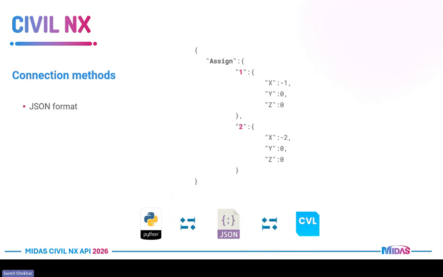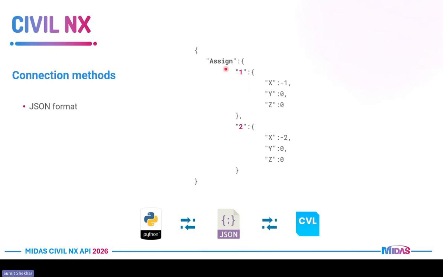Normally when we are connecting with Civil NX, we need to write something called JSON. JSON is the file format that connects the two pieces of software. In Python, we will create the JSON file and send it to Civil NX. Civil NX will process it and later execute whatever data we have sent.